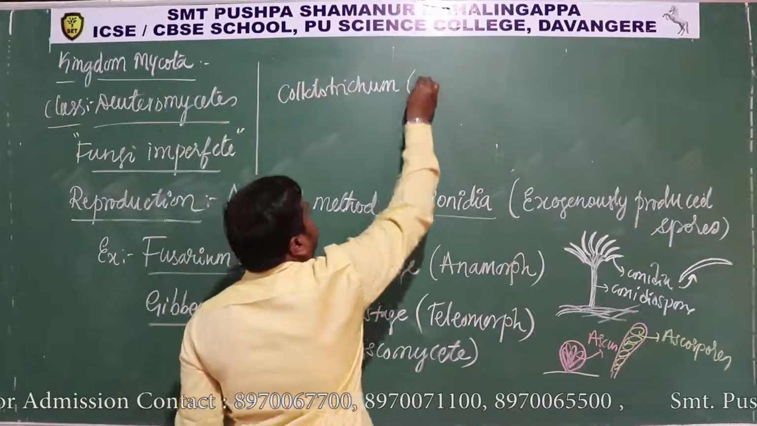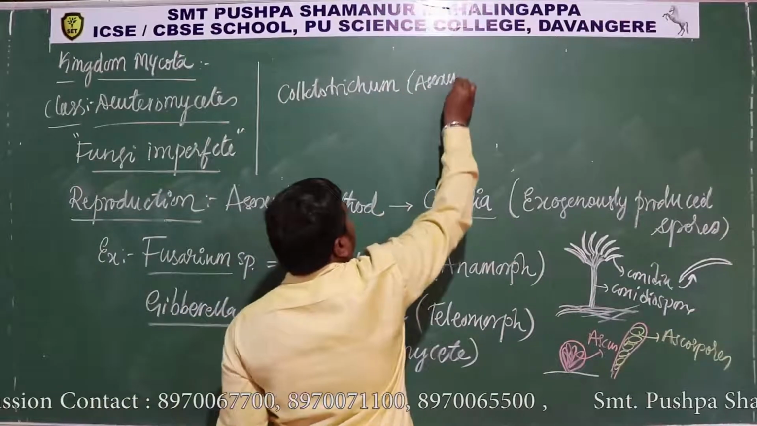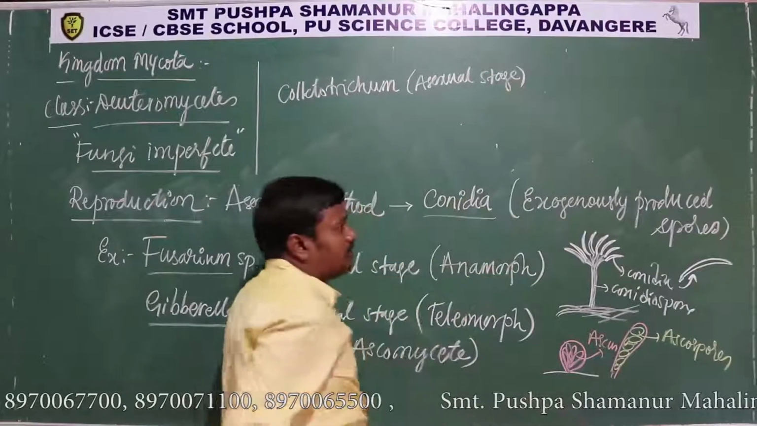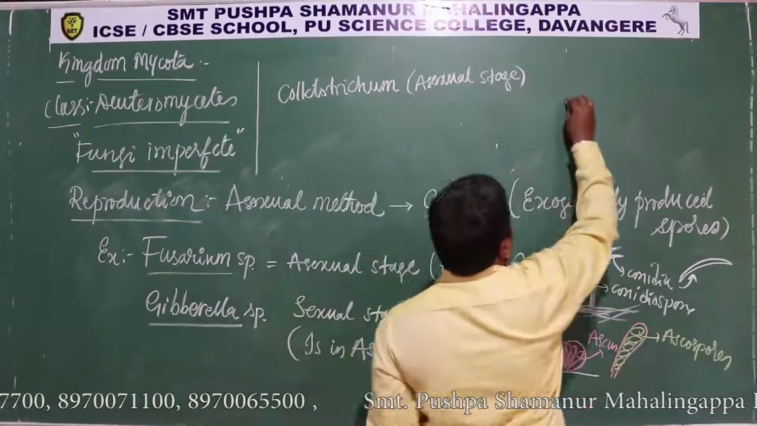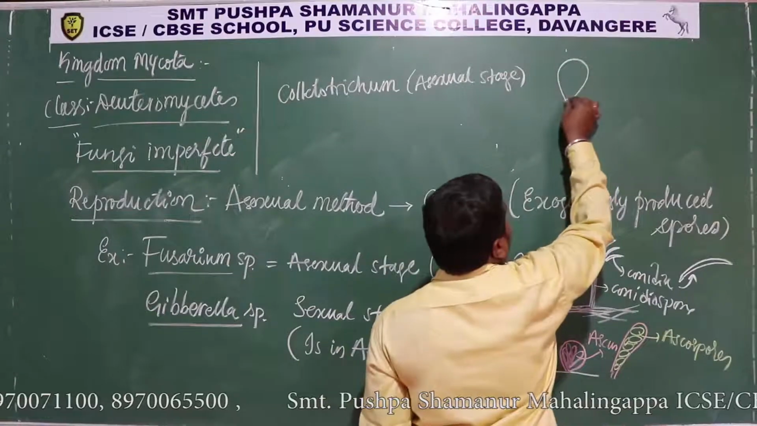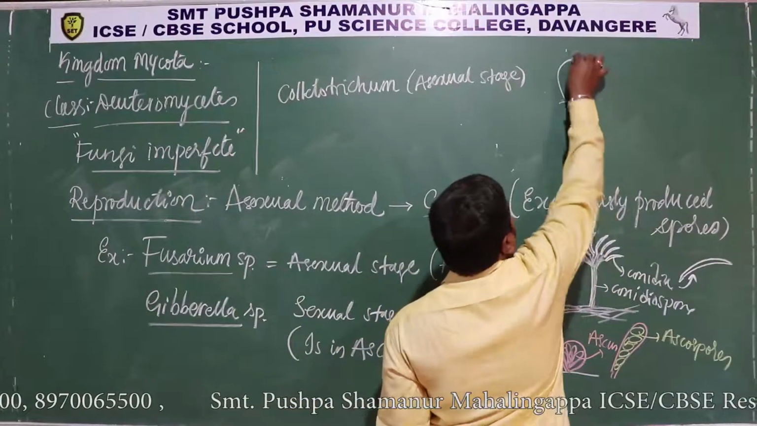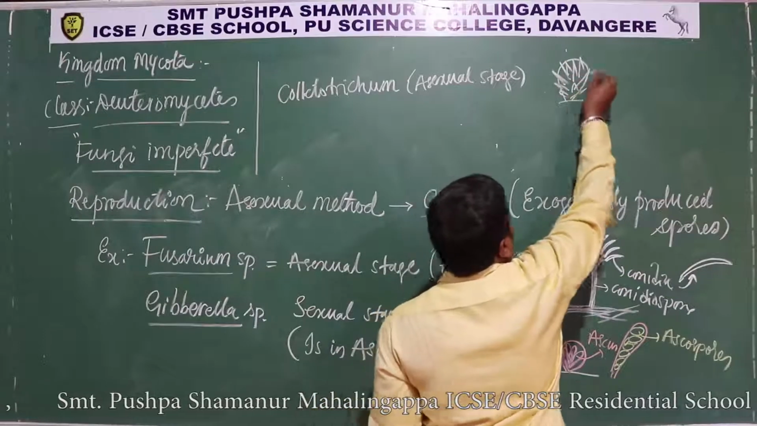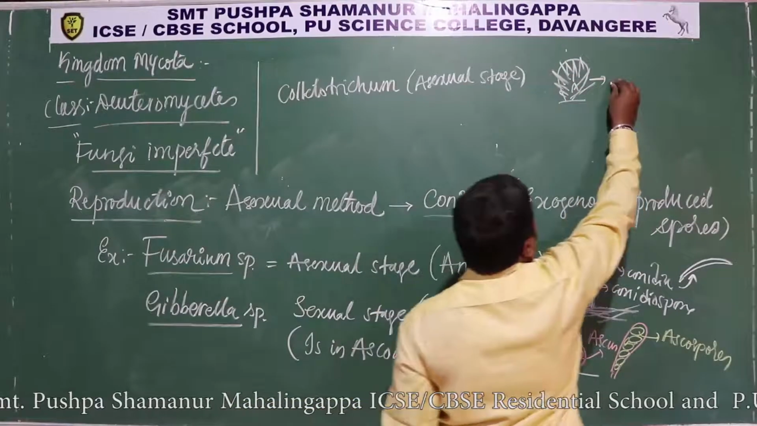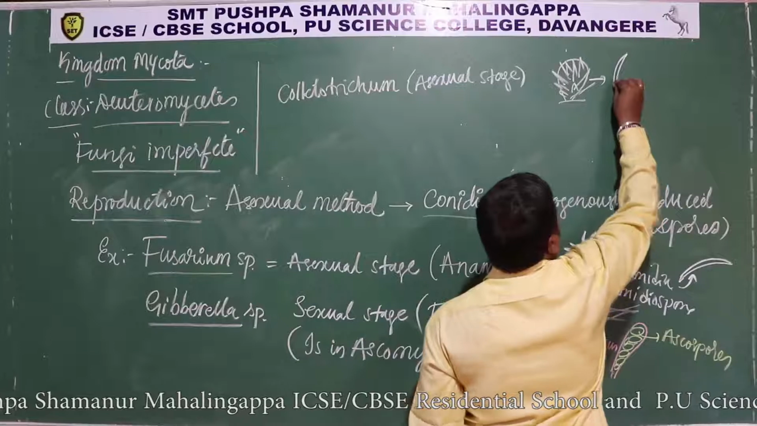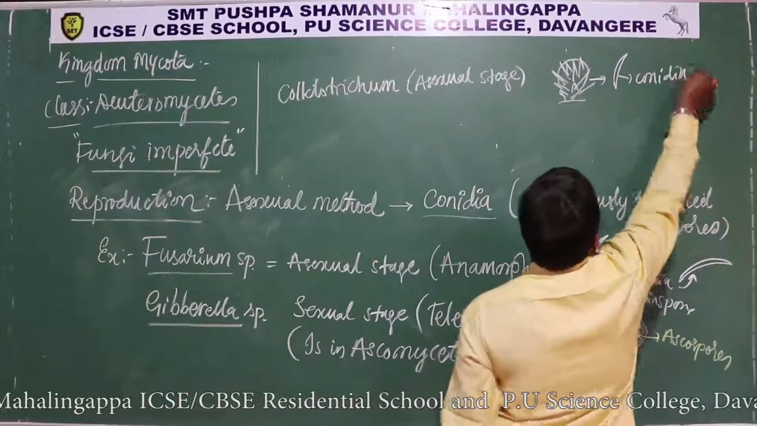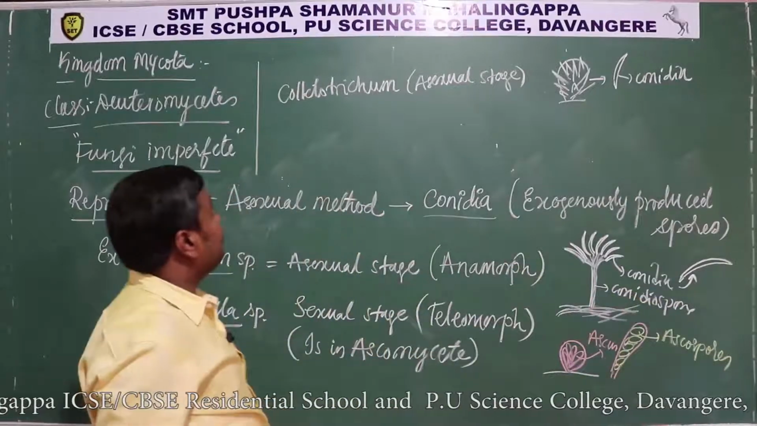Colletotrichum, it is the asexual stage. In the asexual stage it produces a structure like this, the fruiting body. When you open it, it produces the conidia like this.